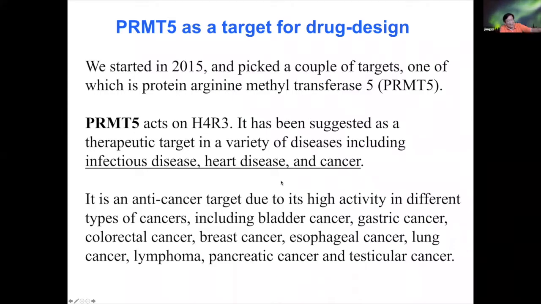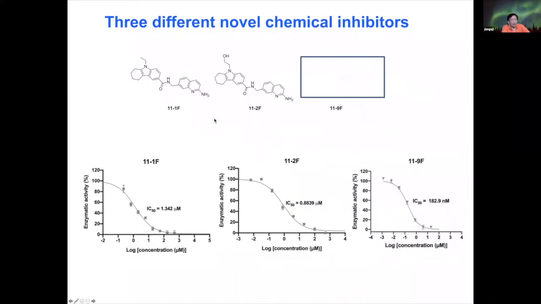Our selected target is PRMT5, which is a methyltransferase with significantly higher activity in a broad spectrum of cancer cells. Because of that, we chose this as a target. And our collaborators already have multiple compounds in the in vitro assay. Two of the compounds, 11-2F and 11-9F, were able to reach submicromolar affinity.